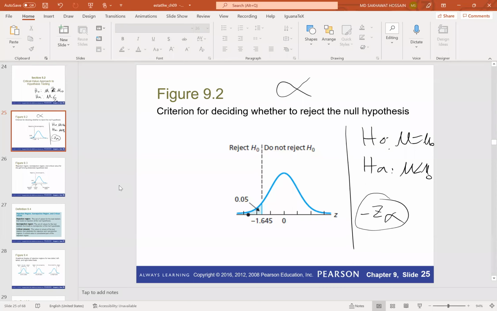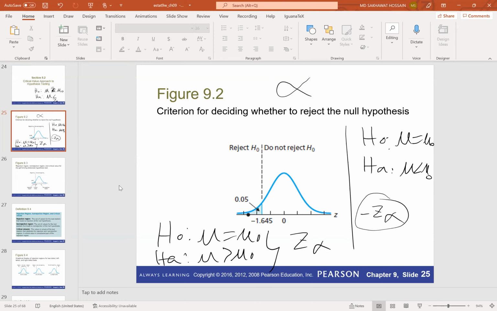And for the right tail test, mu is equal to mu 0, and the alternative is mu greater than mu 0. For this one, the critical value is z alpha. So this is a positive value. This is the critical value, the z score for a given alpha value.